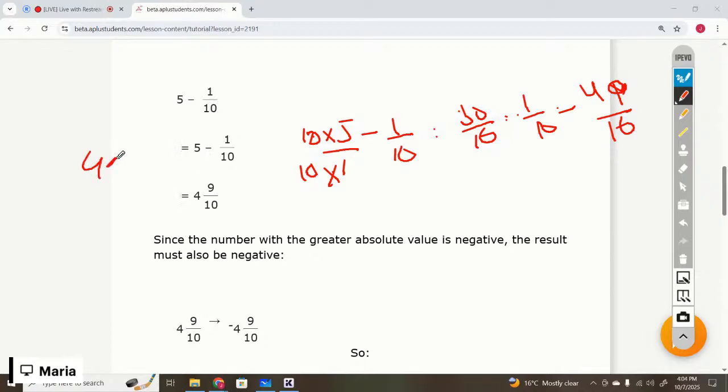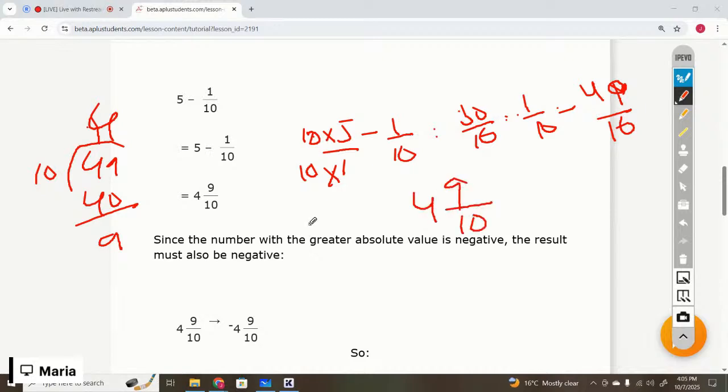Now when we divide 49 by 10, that is 4 whole 9 over 10. This is the whole number, that is 4 whole 9 over 10. But we are subtracting a smaller number out of the greater one. So the answer must have a negative sign. So that is negative 4 whole 9 over 10.